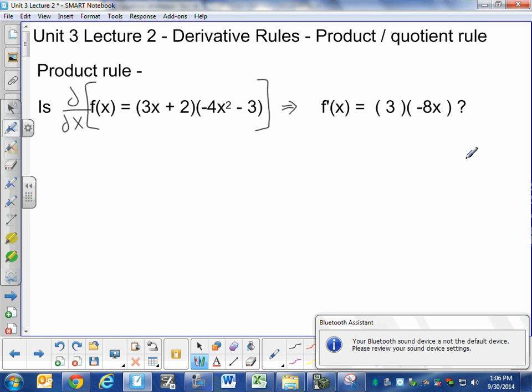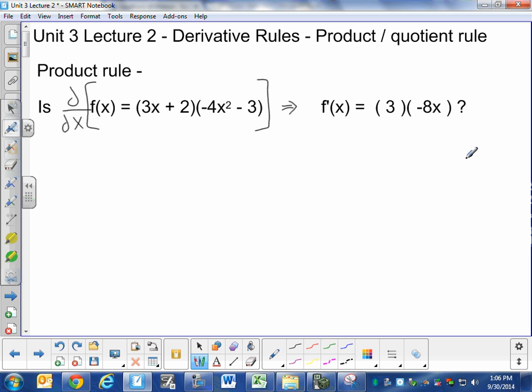Second lecture is on the product and the quotient rule. So I'm posing you a question. Is the derivative of 3x plus 2 times negative 4x squared minus 3 equal to the derivative of the first piece, which is 3, times the derivative of the second piece, which is negative 8x? So that gives me negative 24x.